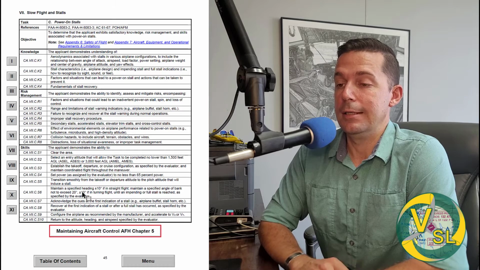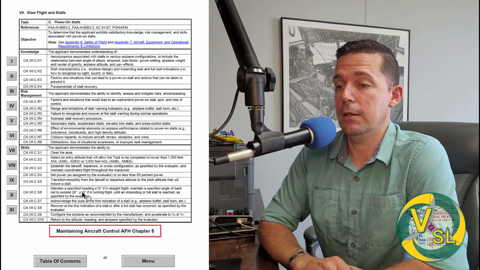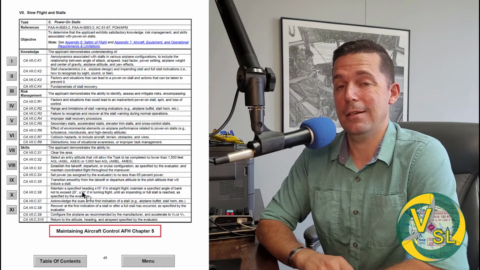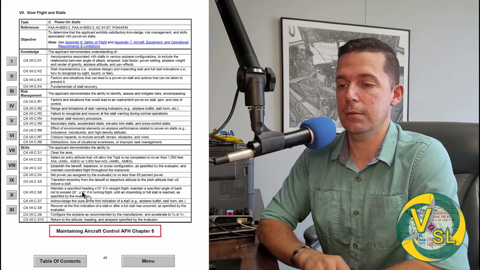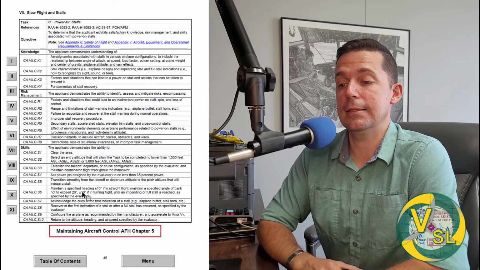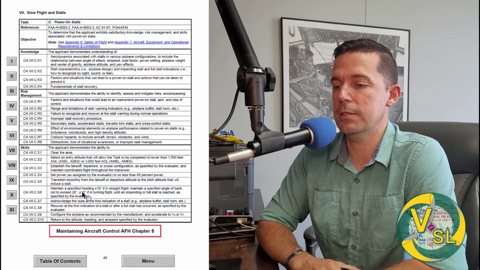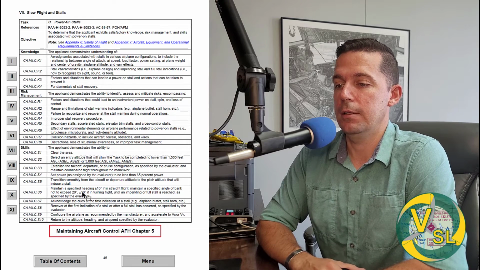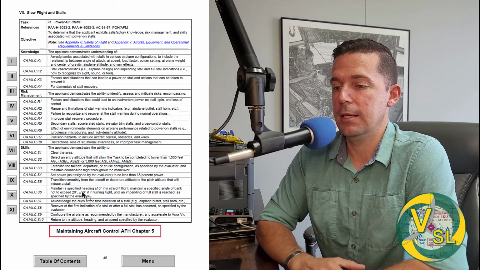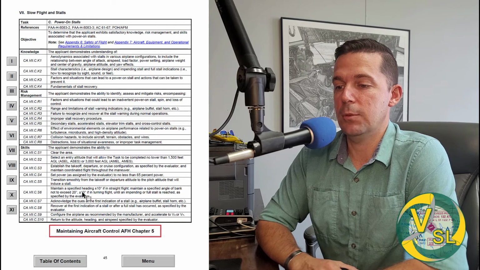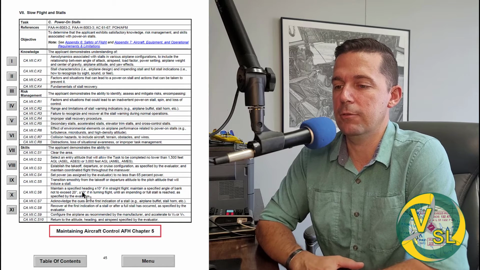Power on stall. Again, wish it was called a traffic pattern stall, and this would be the takeoff and departure stall, not the power on stall. But anyway, we have 10 skills here for task C. So skill 1 is clear the area. Skill 2, safe altitude, 1,500 or 3,000. Skill 3, establish takeoff, departure, or cruise configuration as specified by the evaluator and maintain coordinated flight.